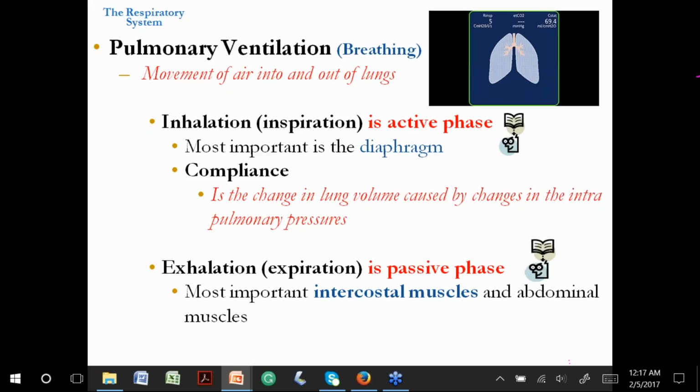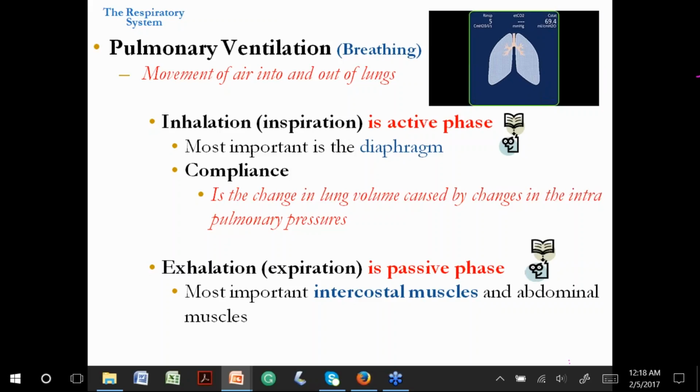When you inhale, what happens? The diaphragm is going to contract, so it's going to get flat. When it gets flat, it is going to make more space in the thorax. So that is the active phase, because the diaphragm is working at that moment. Please remember that the most important muscle for inhalation or inspiration is the diaphragm.